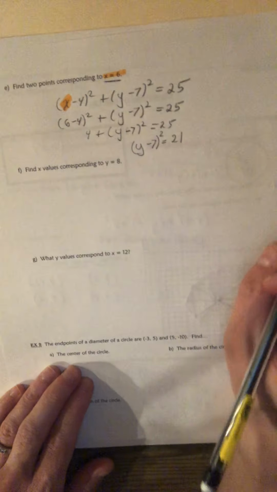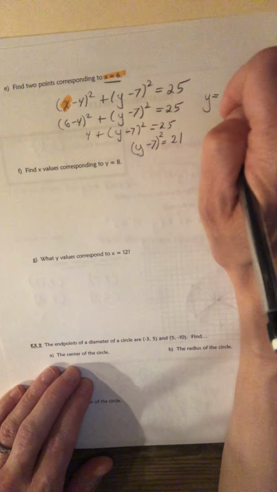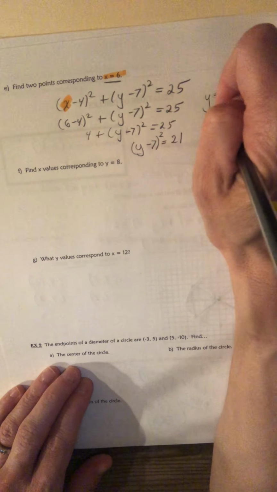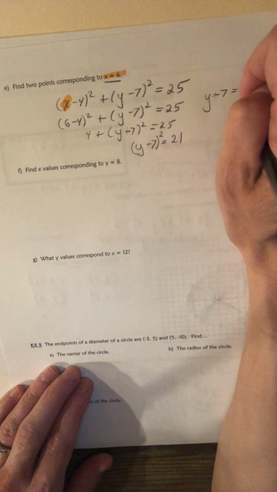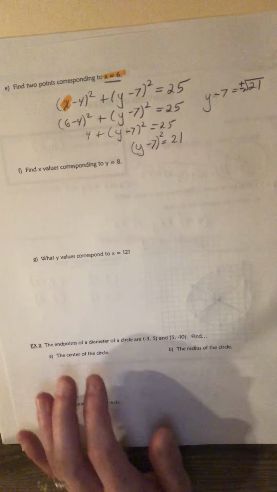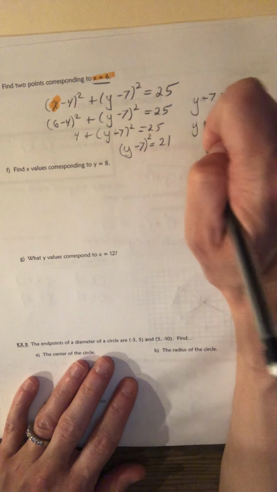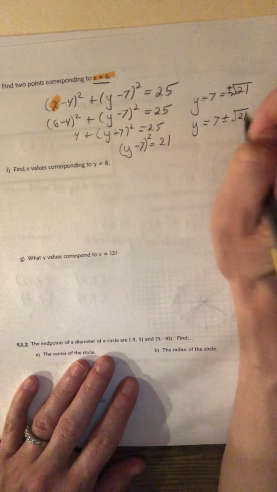Then you're going to have to take the square root. So we're going to leave this in radical form, you're going to have y minus 7 equals the square root of 21. But when I take a square root, I have to take a positive and negative. And then you're going to have to add 7. So you have y equals 7 plus or minus the square root of 21.